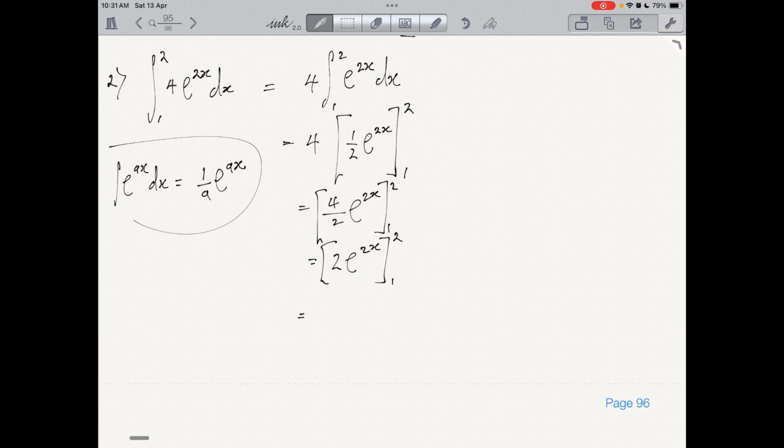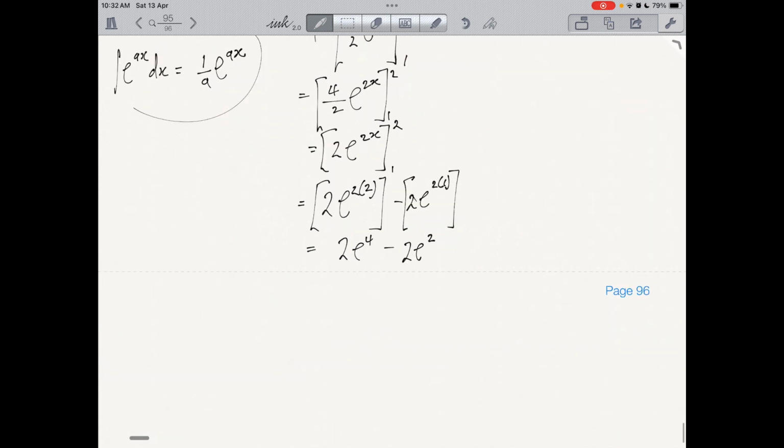Now we'll begin to substitute our upper limit and the lower limit. So this will give us 2 exponential 2 into 2 as the upper limit, and this will give us 2 exponential 2 into 1 as the lower limit. So it gives us 2 exponential 4 minus 2 exponential 2. And simplifying this with the calculator, we will have 94.42.